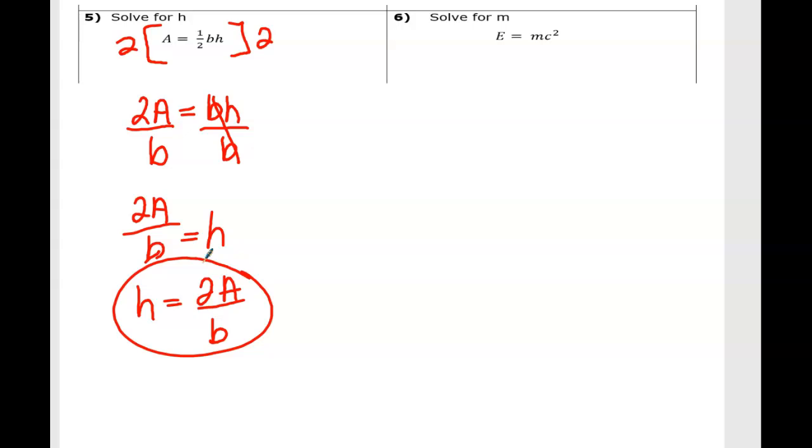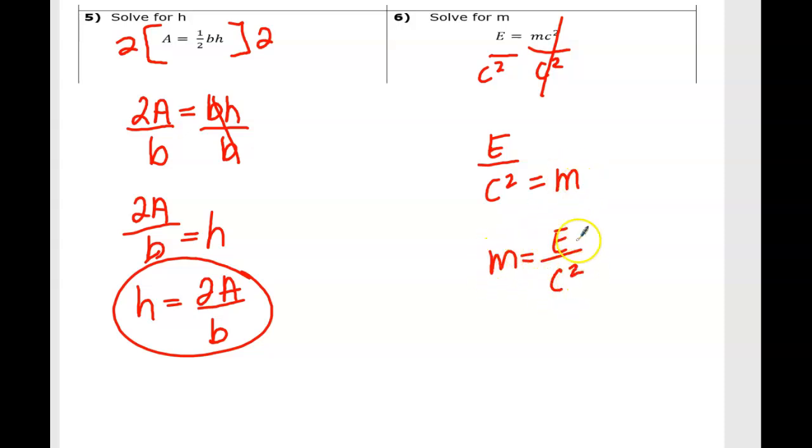Number 6, I solve for M. I'm multiplying by C squared, so I'm going to divide by C squared. And whatever I do to one side, I do to the other. So E divided by C squared is equal to M, or we write it as M is equal to E divided by C squared.